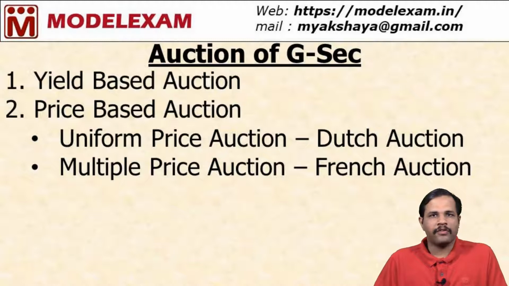Primary market of government securities. Government securities are issued by RBI through a process called auction. There are two types of auction. One is yield based auction, the other one is price based auction. And again, in price based auction we have two types. One is uniform price auction, the other one is multiple price auction. So these are the processes through which RBI issues government securities for the first time, or to the investors directly. So we will be seeing about these activities.